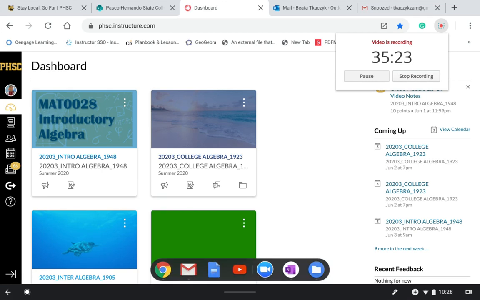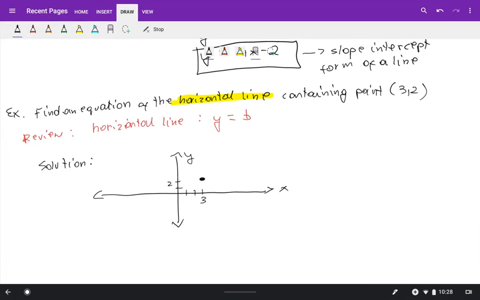Okay. So going back to this problem. What we know, we have a point (3, 2), and also we know that a horizontal line has slope equals 0. So that means from that point, you cannot do rise over run, because when you do rise over run, you will end up at the same position.